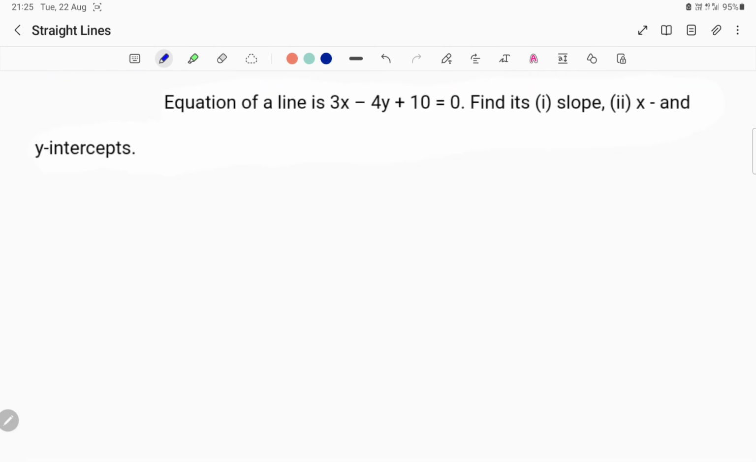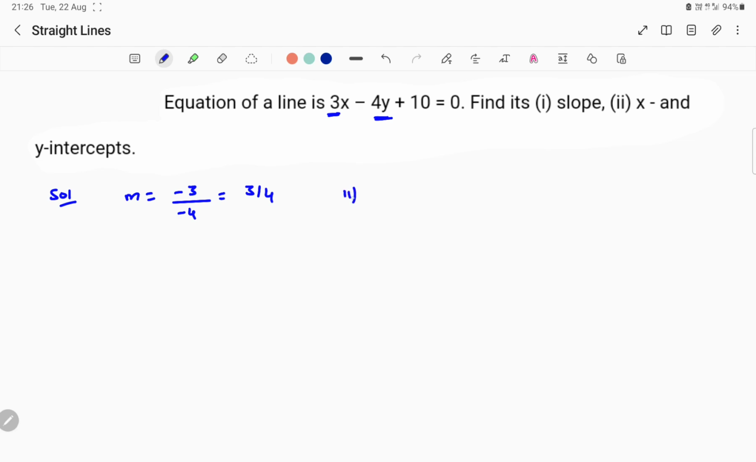Okay. So let's say the equation of a line is given. First thing is, what is the slope? As I have told you, slope is minus coefficient of x divided by coefficient of y. So what is the coefficient of x? 3. So we get minus 3 divided by the coefficient of y, which is how much? Minus 4. So slope is how much? 3 by 4.